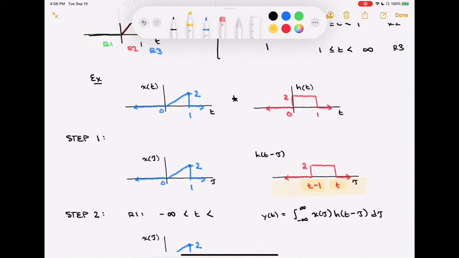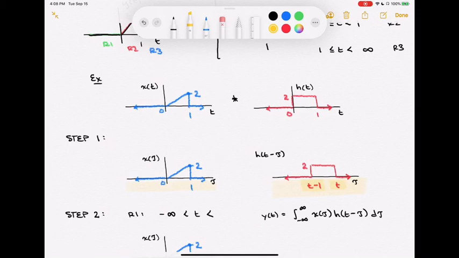The other guy, x of tau, because I'm just looking at x of tau instead of x of t, looks exactly as x of t. I just replaced t with tau. So it's going to look exactly the same. It looks like that ramp function that ramps up starting at 0 and ends at a time tau equaling 1 with a value of 2.